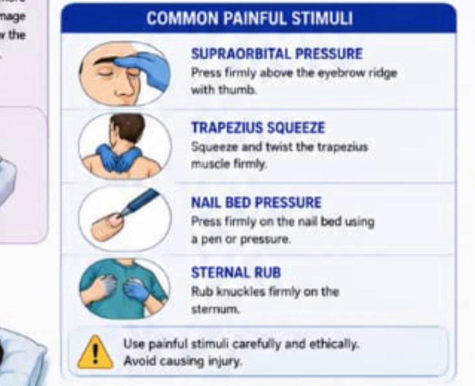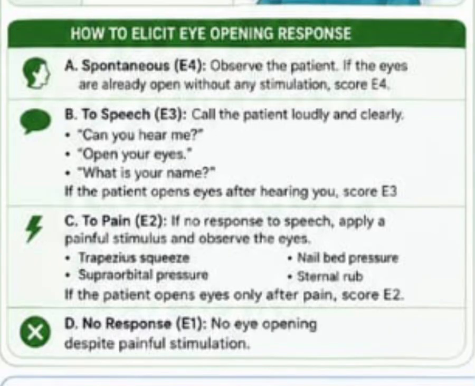So for pain, you are either putting pressure on the nail bed, or applying a sternal rub on the sternum, or putting supraorbital pressure above the orbit, or a trapezius squeeze. Or you can squeeze the nipple for a man, but for a woman, I don't know how legal that is, you can also inflict pain like that. So if he opens his eye, you give the patient a 2, but if he doesn't open his eyes, you give the patient a 1.